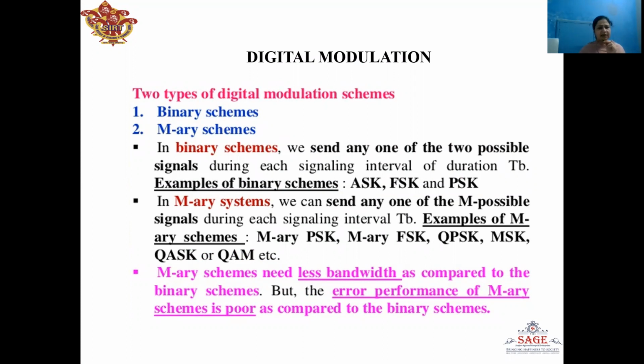Whereas in M-ary systems, we can send any one of the M possible signals. Here, our signal is composed of more than 1 bit. Examples of M-ary schemes are M-ary PSK, M-ary FSK, QPSK, QASK, and many more. M-ary schemes need less bandwidth as compared to the binary schemes, but the error performance of M-ary schemes is poor as compared to the binary schemes.